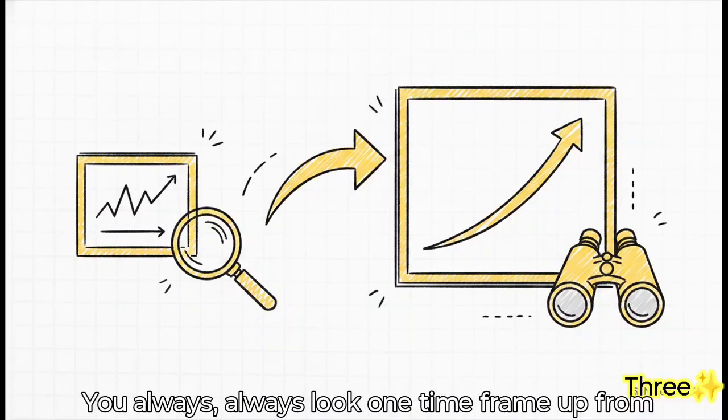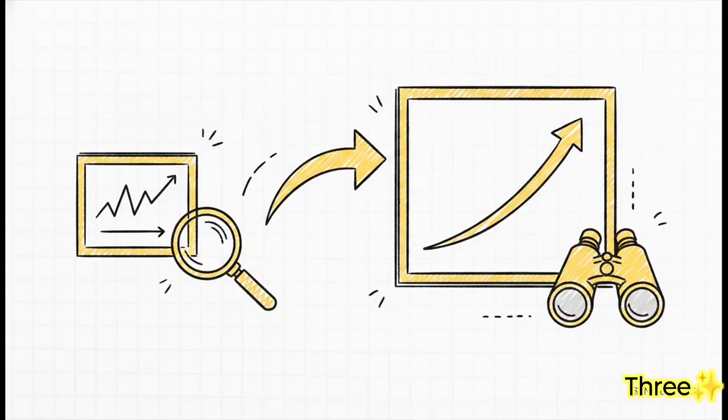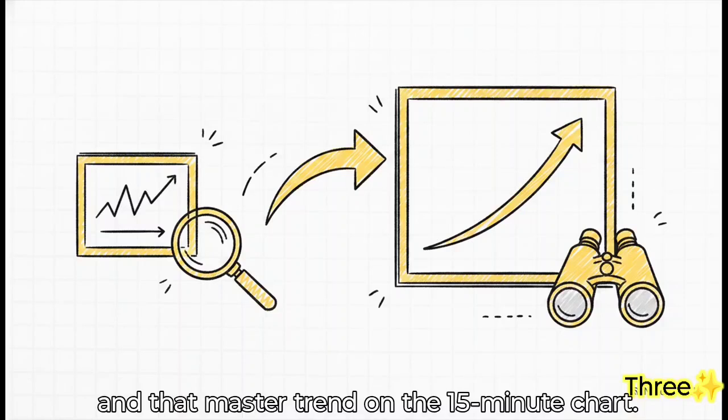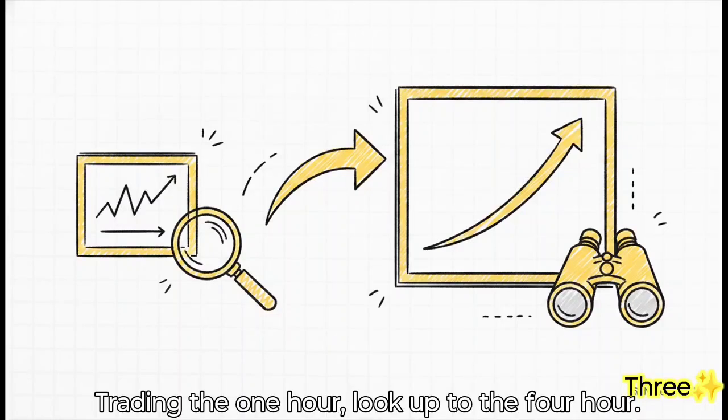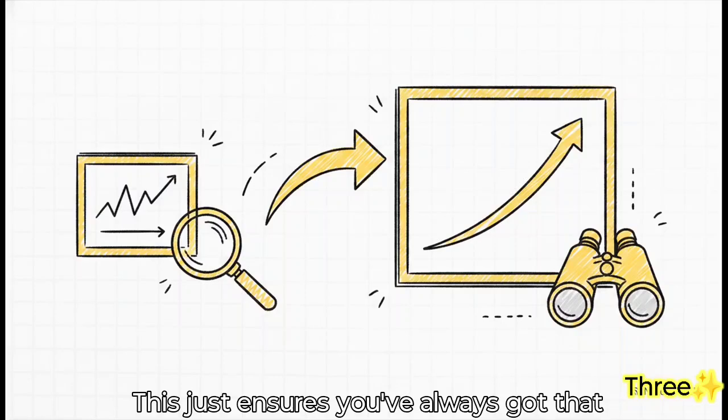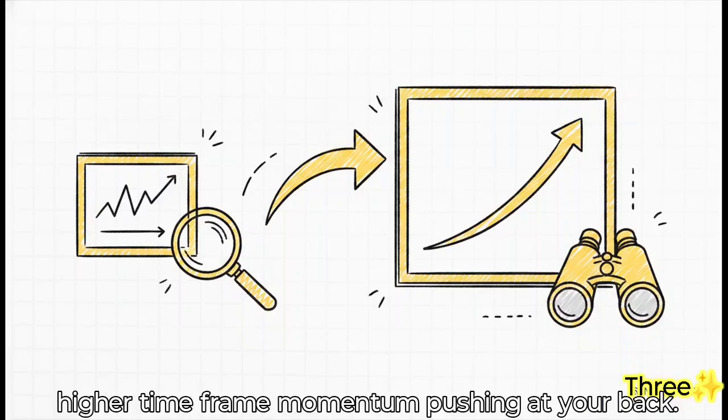You always look one time frame up from your execution chart. So if you're taking trades on a 5-minute chart, you've got to identify your major swing levels and that master trend on the 15-minute chart. Trading the 1 hour, look up to the 4 hour. This just ensures you've always got that higher time frame momentum pushing at your back.